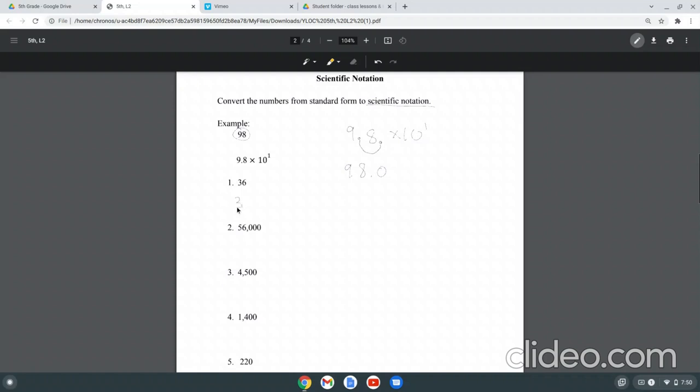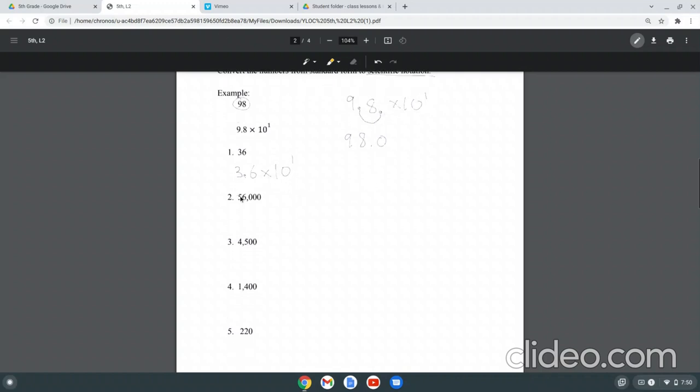So first we convert it to a decimal, 3.6. Obviously, we always have times 10. What will the exponent be? To convert 3.6 to 36, we have to multiply that by 10 and move the decimal one place. So it'll be 3.6 times 10 with the exponent of 1.